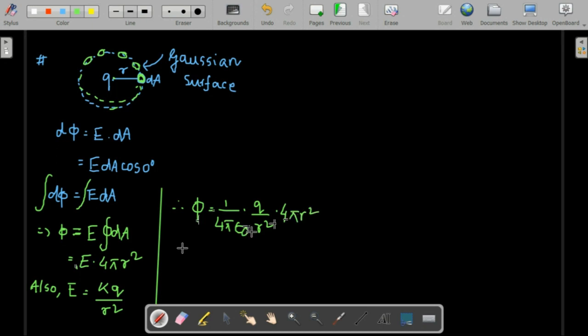So let's see, this R square and this R square gets cancelled. This 4 pi, when this 4 pi gets cancelled, I'll get it to be q divided by epsilon naught. That is my phi, which is nothing but flux. And obviously this is for the closed surface because we've integrated for the entire area. So this is for the closed surface. And this is obviously my Gauss's law.